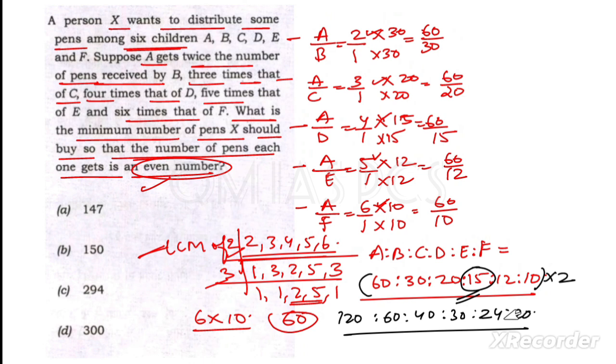Fine. So now what is the minimum number of X? Now we have to add all things. 120 plus 60 plus 40 plus 30 plus 24 plus 20, we have to add. So this is 100, this is 50, so 150, and 150 plus 120 plus 24, so this will be 270. 270 plus 24, so I guess 294. So this is our answer. Fine, you understood this one?